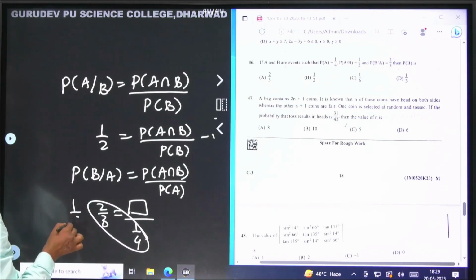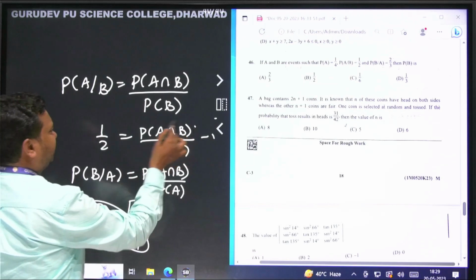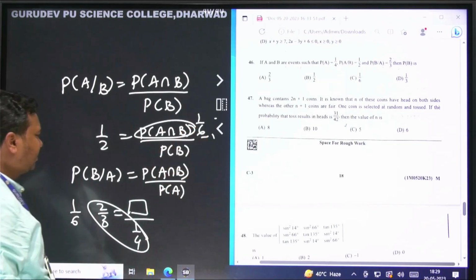2 by 12 is nothing but 1 by 6. So A intersection B is 1 by 6.